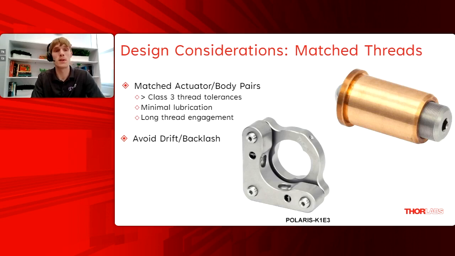Another design consideration is matched threads. This basically means matching the external threads of your adjuster screws, 3 of which are shown on the back plate of the Polaris K1E3 in the lower image, and a thread and bushing pair in the upper right. By matching threads using a Swiss screw machine to specific production lots, you're able to minimize backlash and ultimately get a near interference fit, so greater than class 3 thread tolerances. This lets you use minimal lubrication to prevent that kind of drift over time, and long thread engagement, more contact between the internal and externally threaded mating matched pairs, also helps with that longer term stability.